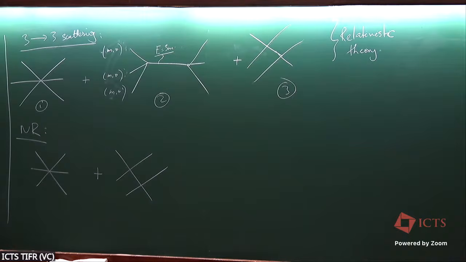And so at the tree level, you see the number of diagrams in non-relativistic theory is already one less. But now if you go to higher and higher scattering, like 4 to 4 or 5 to 5, in 4 to 4 you would have about 12 diagrams, but in non-relativistic theory, you would have about 5 or 6 of them. And in 5 to 5, the number just keeps on increasing in the relativistic theory, whereas in non-relativistic there would be a certain finite number.